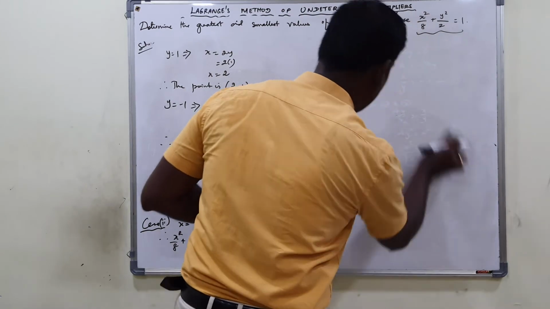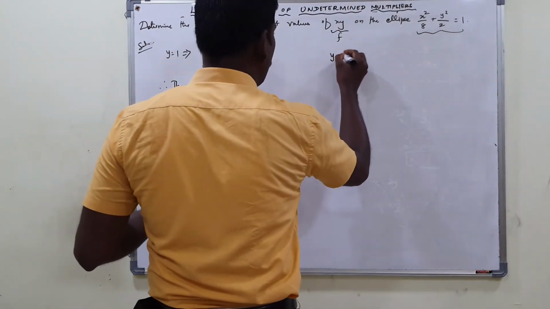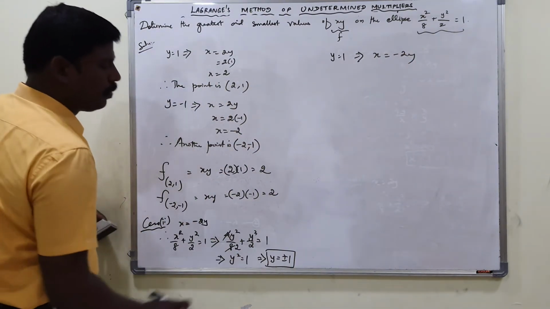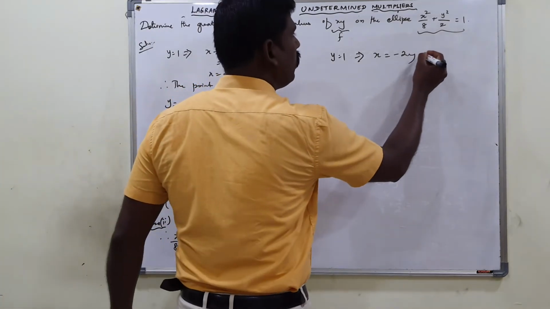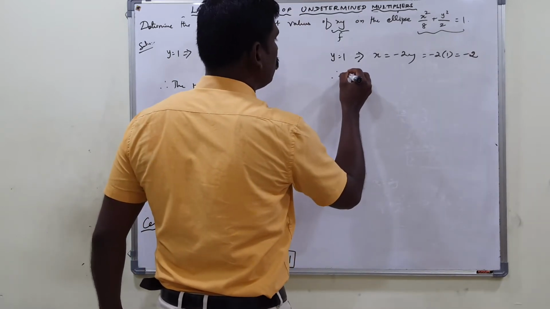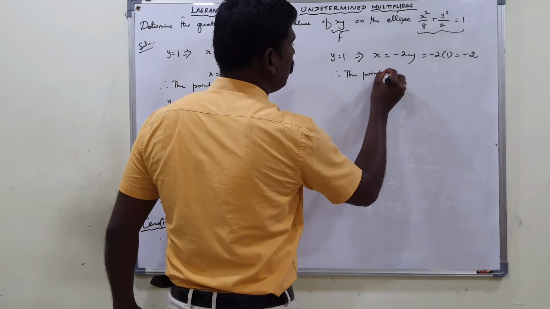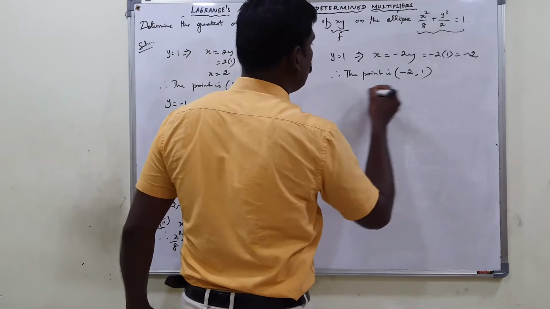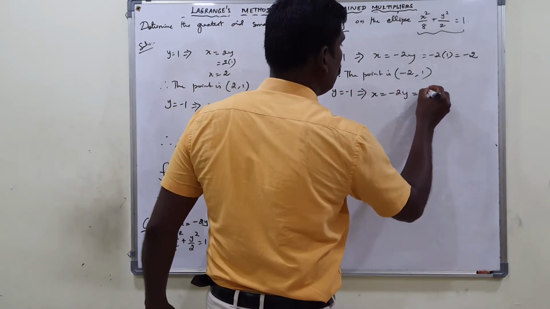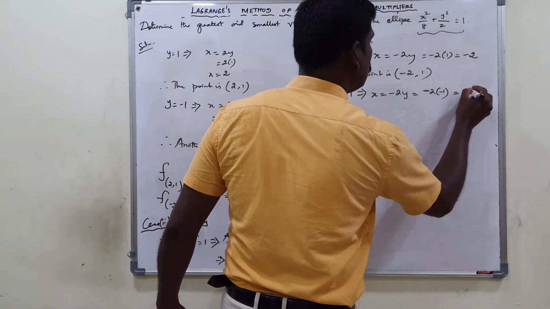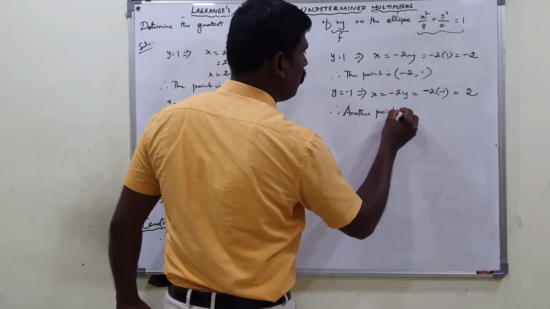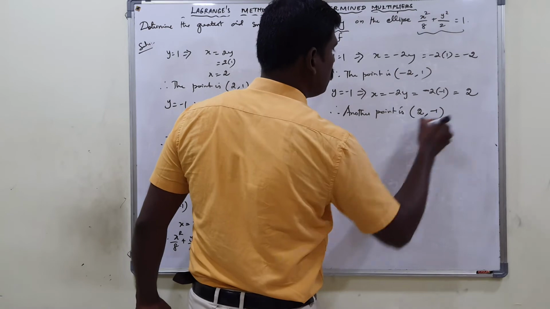Substitute x equal to minus 2y. Right? So take y is equal to 1 implies x equal to what? Minus 2y, isn't it? Here x is equal to minus 2y, y is equal to plus or minus 1. Substitute y equal to 1 in here. So what you will get? That is equal to minus 2 into 1. That is equal to minus 2. Therefore, the point is x is minus 2 and y is 1. And y equal to minus 1 implies x equal to minus 2y equal to what? Minus 2 into minus 1. That is equal to what? 2. Therefore, another point is x is 2 and y is minus 1.